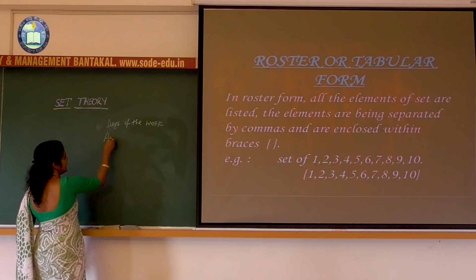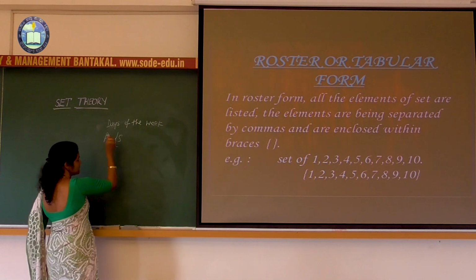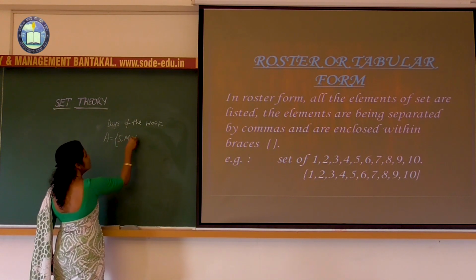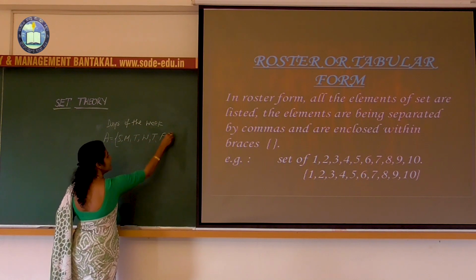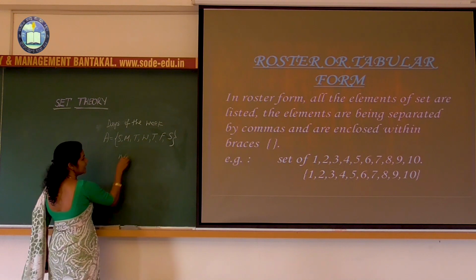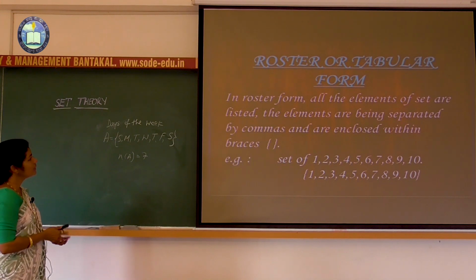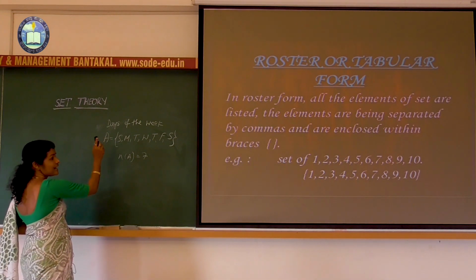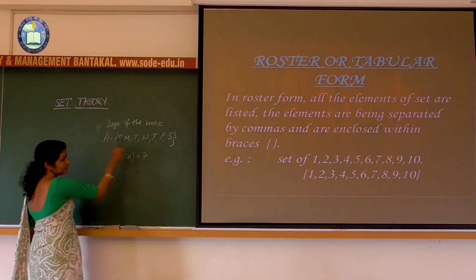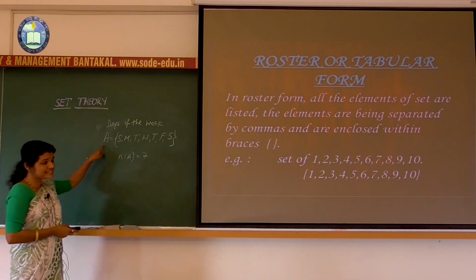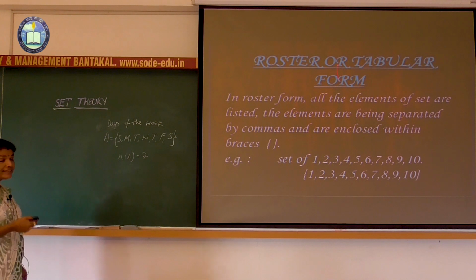Suppose I denote the set as A, can we list the entries now? We can. Start from Sunday, Monday, Tuesday, Wednesday, Thursday, Friday and Saturday. So here the cardinality is 7, right? You know that. Now, here the elements are listed, written within braces, separated by commas, right? So this representation is called roster form or tabular form.